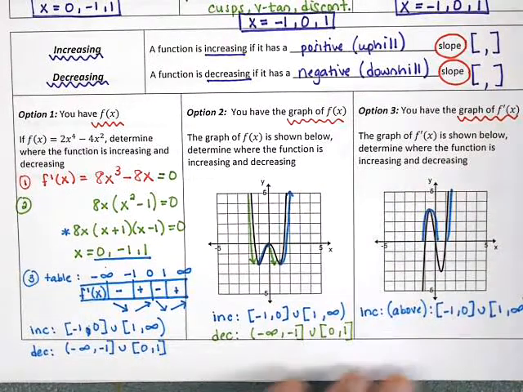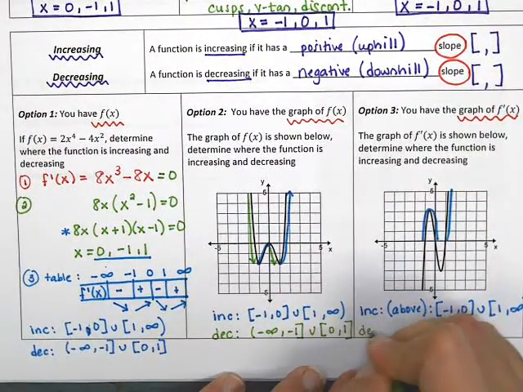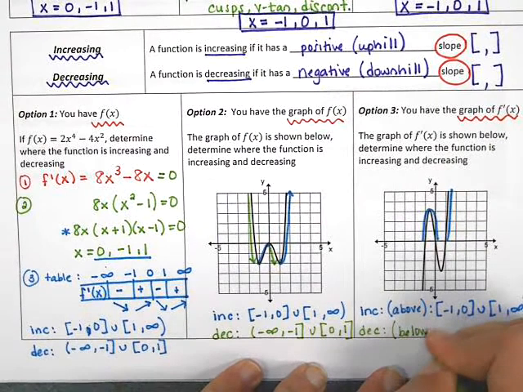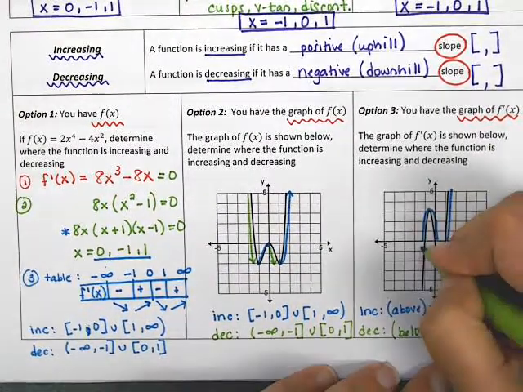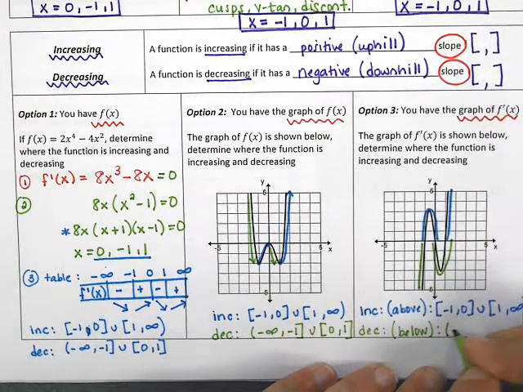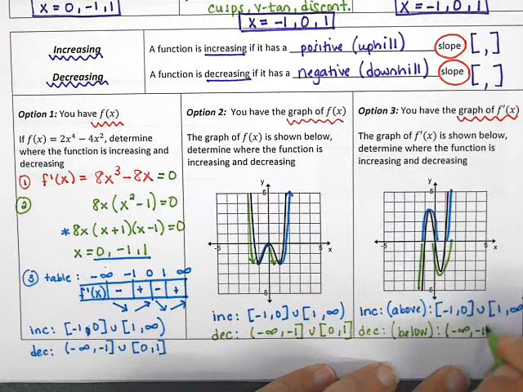For the decreasing part of the graph, because this is already the graph of f prime, we would be looking at below, which in this part of the graph would be this guy and this guy. So I would say from -infinity to -1 and from 0 to 1.